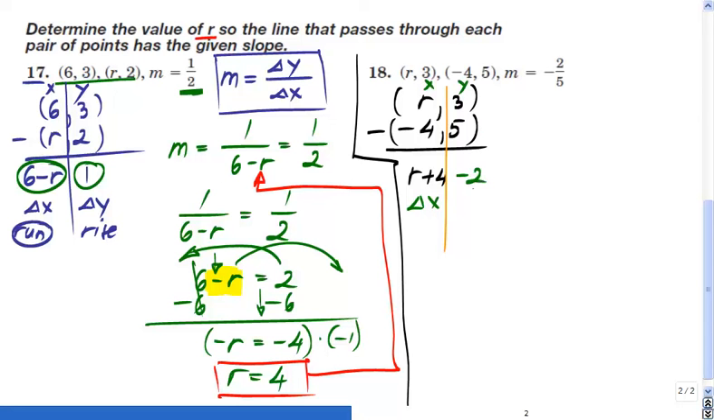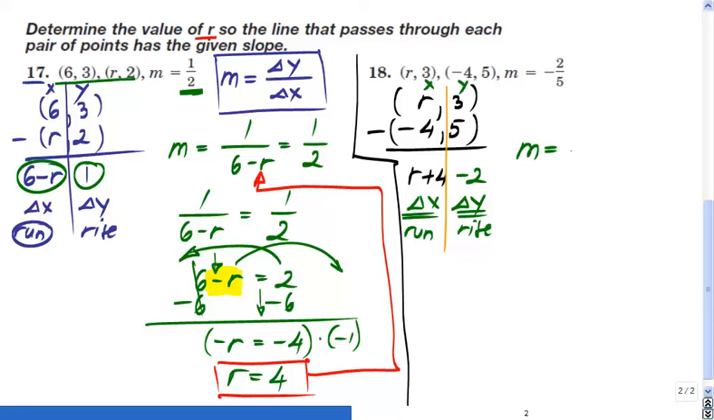3 minus 5 is going to be -2. Once again, careful with subtracting and adding integers. You guys have to remember the rules to get them right. That's your change in y, right? So this is your run, the change in x, and that's your rise, the change in your y, right?